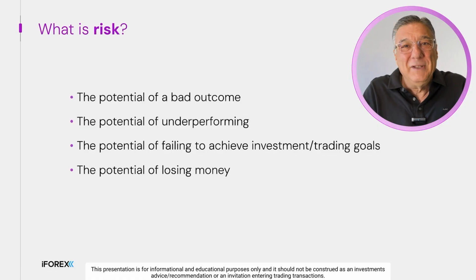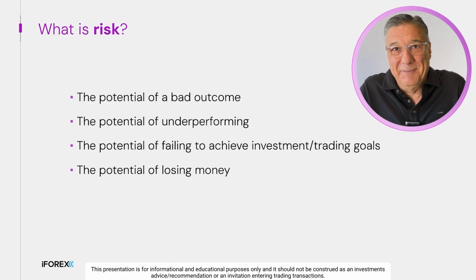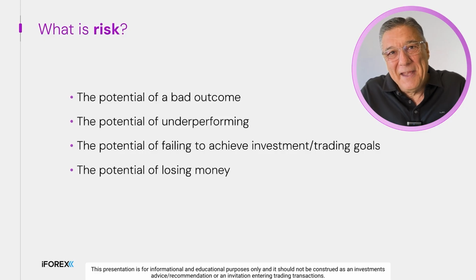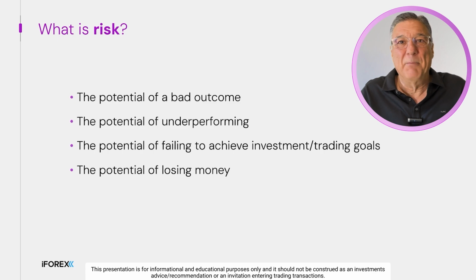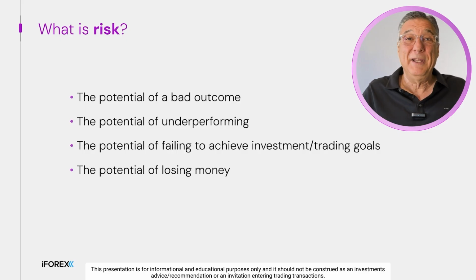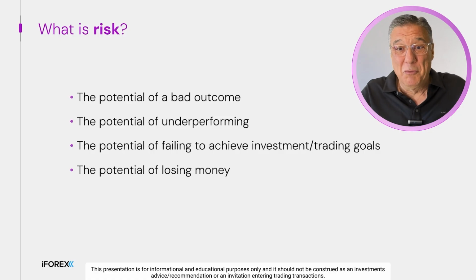So, what is risk? Risk is the potential of a bad outcome. What is a bad outcome, nevertheless? It's the potential of underperforming. Say that a fund manager expects to make, for example, 10% return per year. But this year, the return was only 2%. Is it good for his reputation? I would say no, right? So this is a risk of underperforming.